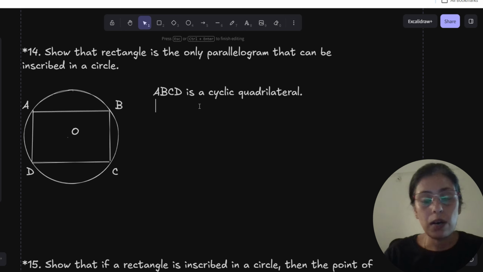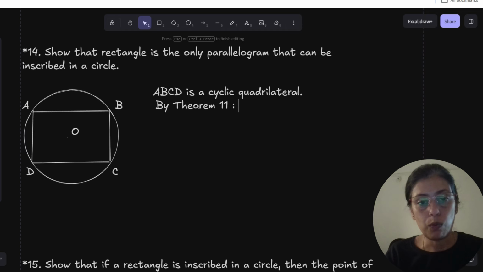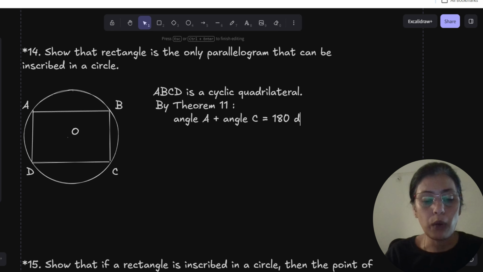we know by theorem 11, right, that the sum of opposite angles of a cyclic quadrilateral is 180 degrees. Okay, so by theorem 11, we can say that angle A plus angle C is equal to 180 degrees.